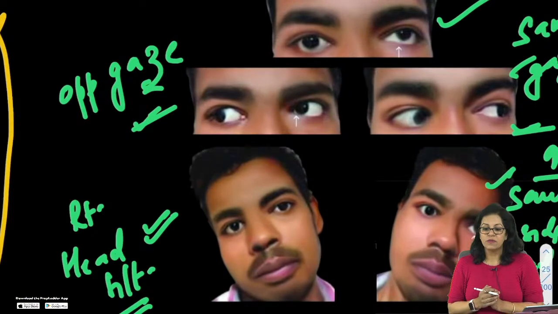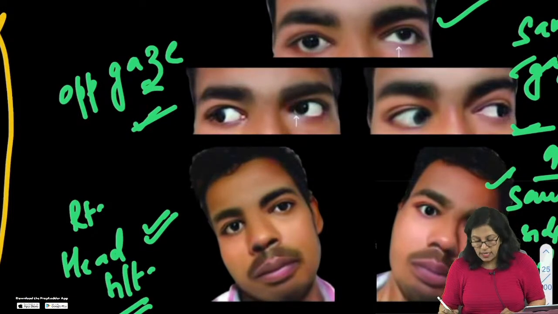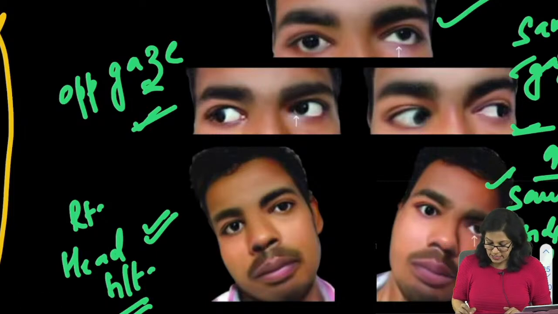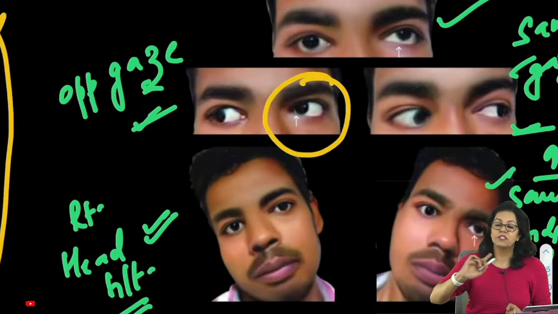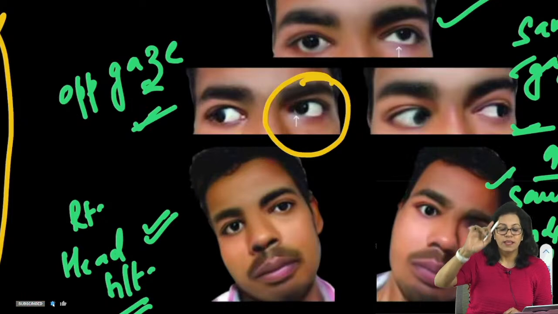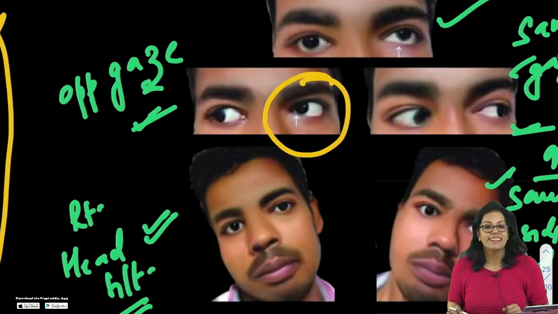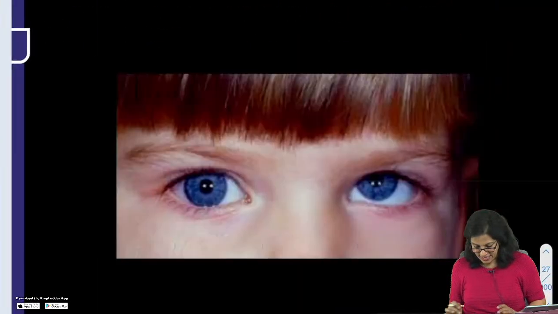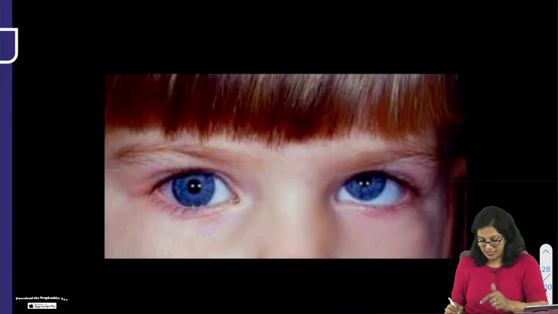Is it easy now? If it is a superior oblique palsy, you understand that there is hypertropia because of that. When the eye is in the opposite gaze, this eye will be adducted. It needs the action of superior oblique, which is not there, therefore hypertropia increases. Got it? Why do you get an increase of hypertropia on the same side head tilt? Anyone? I'll show you the slide again.